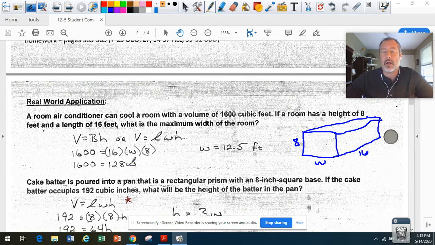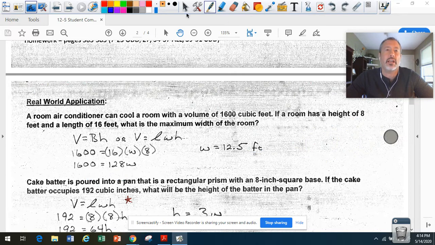Now, remember how we have to get W all by itself. What is happening between the 128 and the W? It's being multiplied. The opposite of multiplication is division. So I'm going to divide both sides by 128. And when I do that, I'm going to get W equals 12.5 feet, not feet squared. This volume here is in feet cubed. But this is just in regular feet here because we're just dealing with the width.